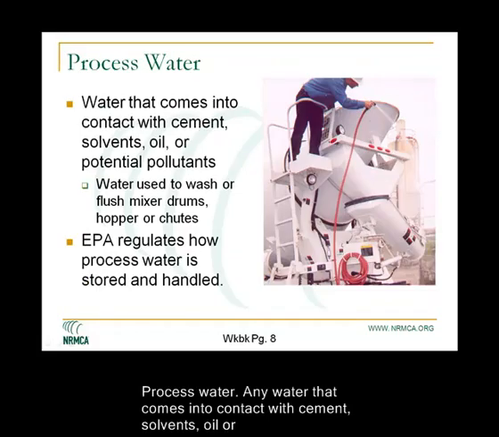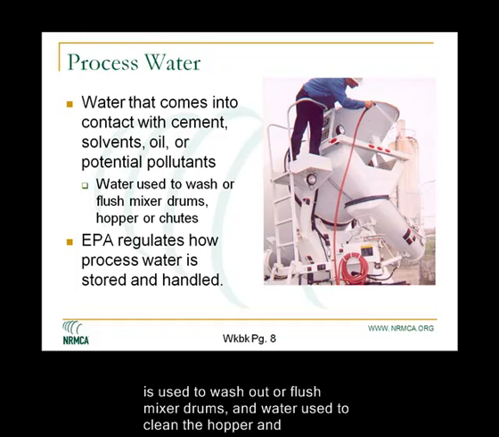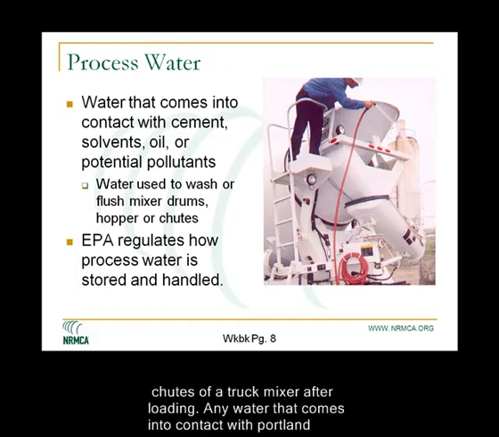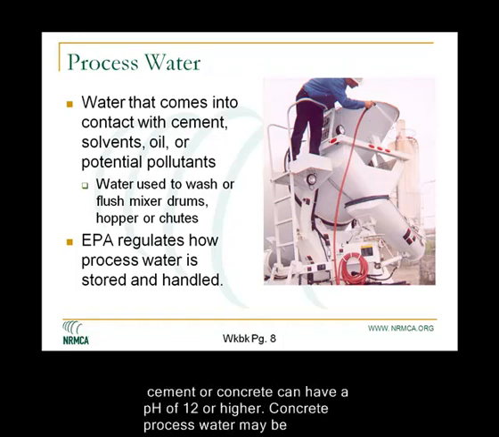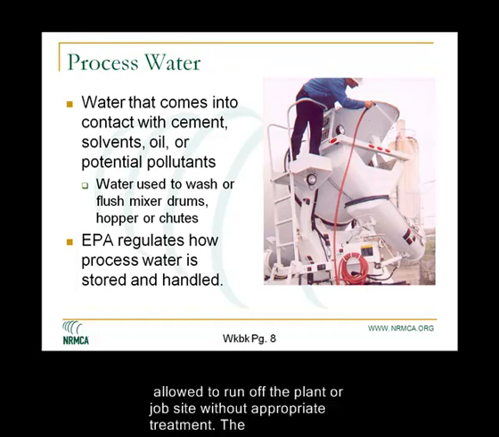Process water. Any water that comes into contact with cement, solvents, oil, or other potential pollutants is considered process water. This includes any water that is used to wash out or flush mixer drums and water used to clean the hopper and chutes of a truck mixer after loading. Any water that comes into contact with Portland cement or concrete can have a pH of 12 or higher. Concrete process water may be considered a hazardous discharge by some environmental standards if allowed to run off the plant or job site without appropriate treatment.